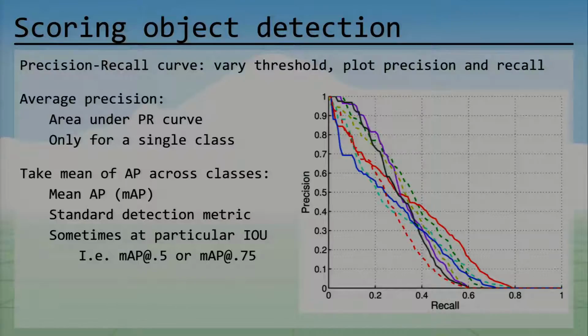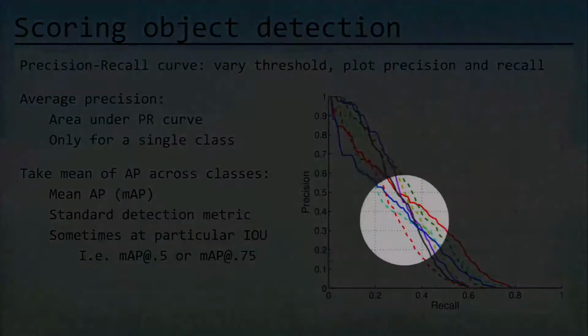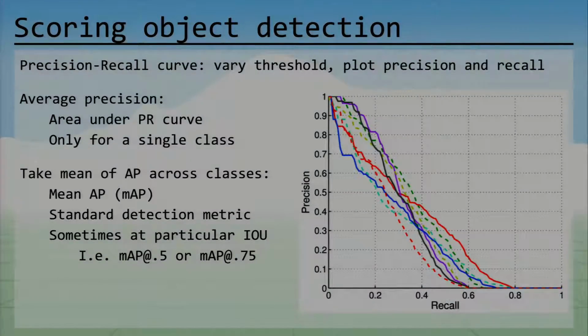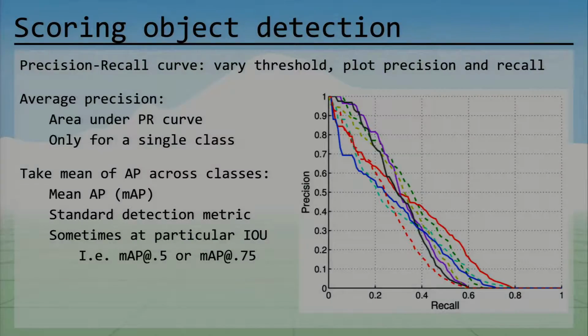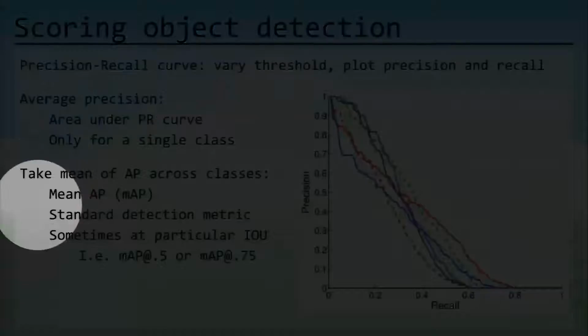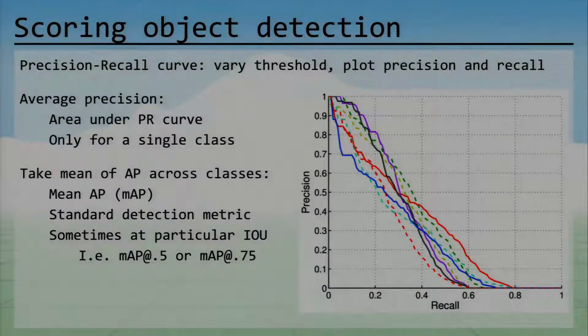Average precision, calculating the area under this precision recall curve, is only for one individual class. We're only going to do this calculation for each class individually. Then to measure the performance of a detector, we calculate average precision for each of the classes independently, and then we average them all together, and we come up with this metric, which is called mean average precision, which sounds like it might be redundant, but isn't actually, because it's the mean of a bunch of average precision calculations.